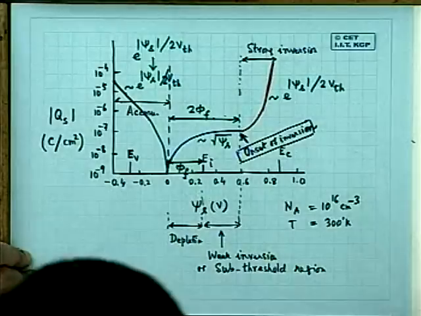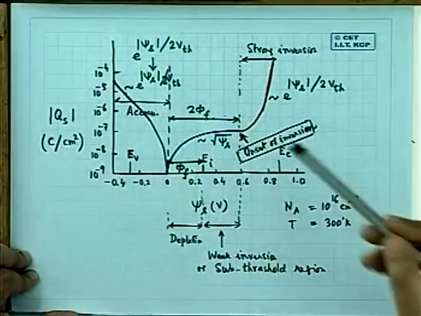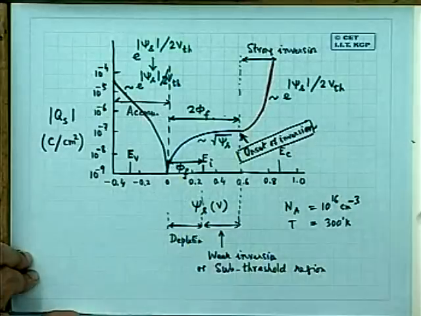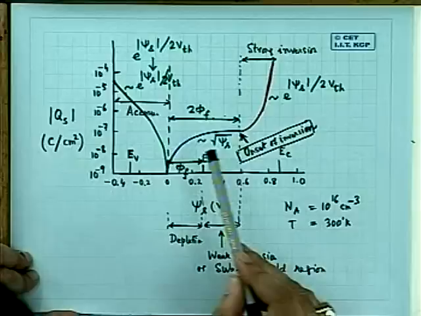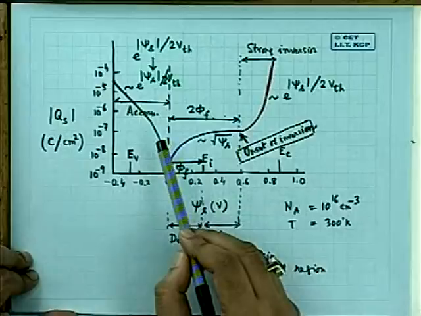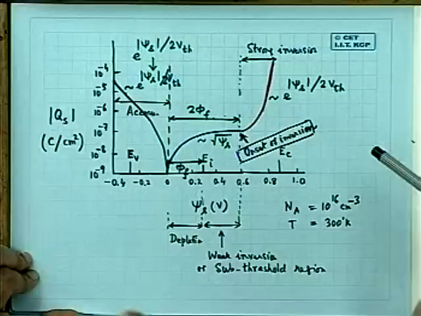And then, as I explained in the last class through certain steps of derivation, Qs increases with the negative voltage or psi s quite rapidly, following an exponential rule, which is exponential of psi s by 2 VTH.